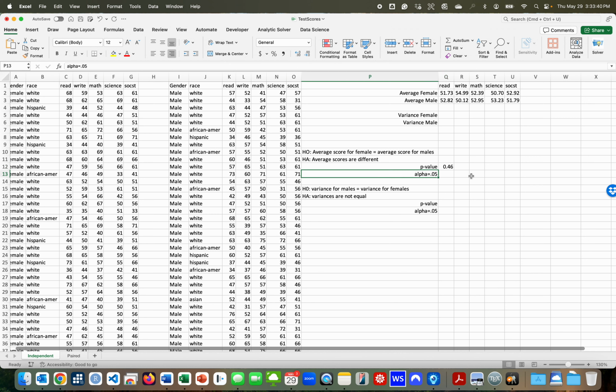So if confidence is 95%, alpha is 0.05. So our p-value here of 0.46 is greater than alpha of 0.05, so we would fail to reject the null hypothesis. So if we drag this over, notice what this is going to do.